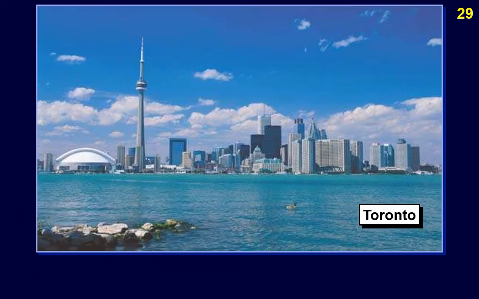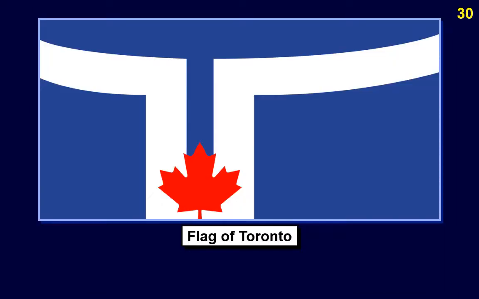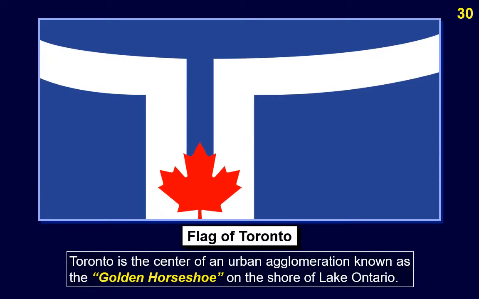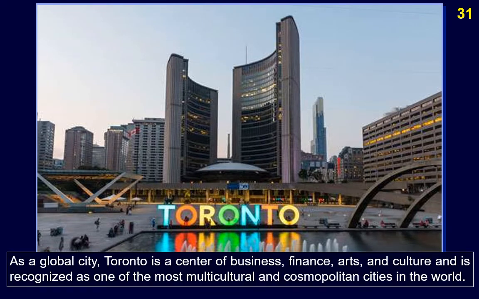Since the second half of the 20th century, the city has grown phenomenally, from a sedate provincial town known as Toronto the Good to a lively, thriving, cosmopolitan metropolitan area. Toronto is the center of an urban agglomeration known as the Golden Horseshoe on the shore of Lake Ontario. As a global city, Toronto is a center of business, finance, arts, and culture and is recognized as one of the most multicultural and cosmopolitan cities in the world.